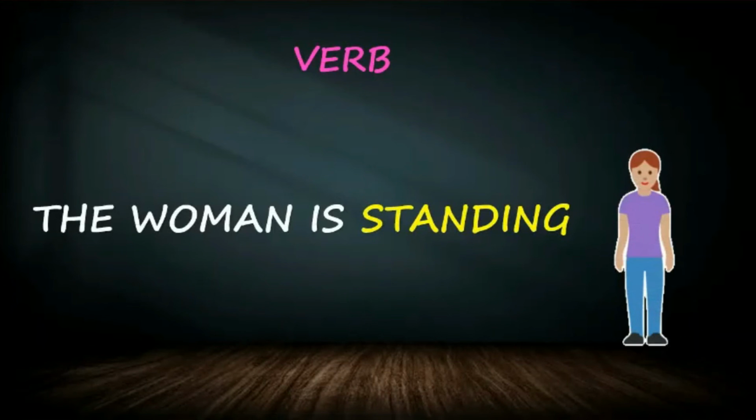The woman here is standing. What's the noun here? The noun here is the woman. And what is she doing? She's standing. So the verb here is standing. And what is the spelling for standing? S-T-A-N-D-I-N-G, standing.